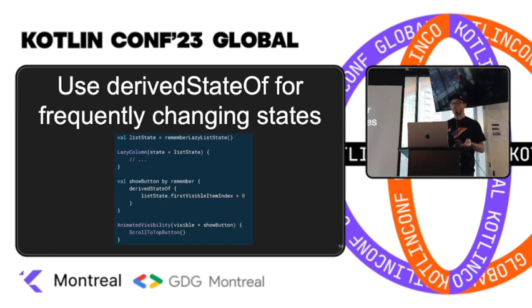What you can do is wrap it with derivedStateOf, and what this does is that it will only recompose if the result of derivedStateOf changes. So this is perfect if you have a Boolean condition, or if you have a state that changes within ranges of numbers. In this example, it will not recompose if it's anything above 1 once it has recomposed the first time.